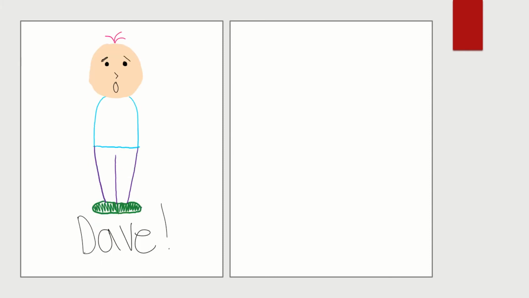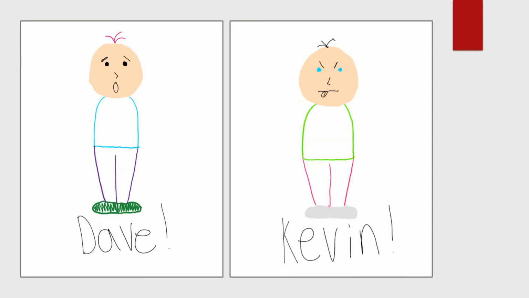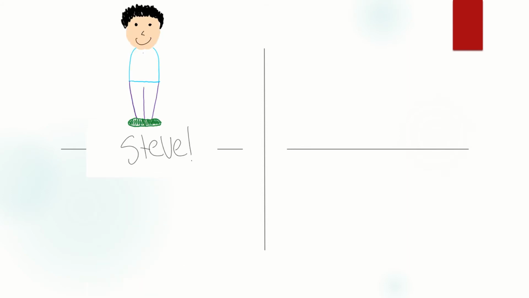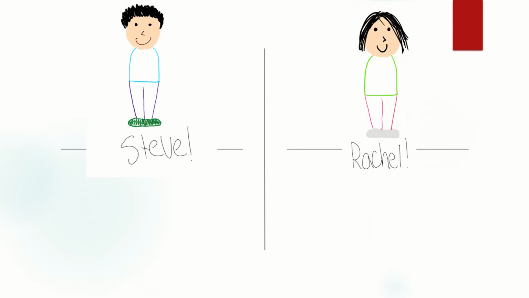Let's take Dave and Kevin here. Dave and Kevin are brothers. So Dave and Kevin have many differences, one of them being eye color. Dave has black eyes and Kevin has blue eyes. So how is this possible? Let's look at their parents, Steve and Rachel. Steve and Rachel both have black eyes. Well, if they both have black eyes, then how is it possible that Kevin has a different eye color?